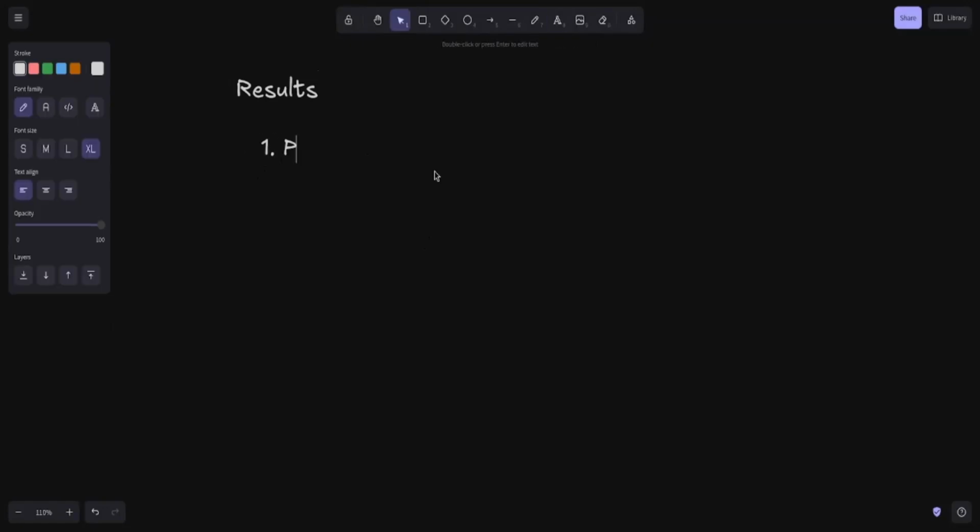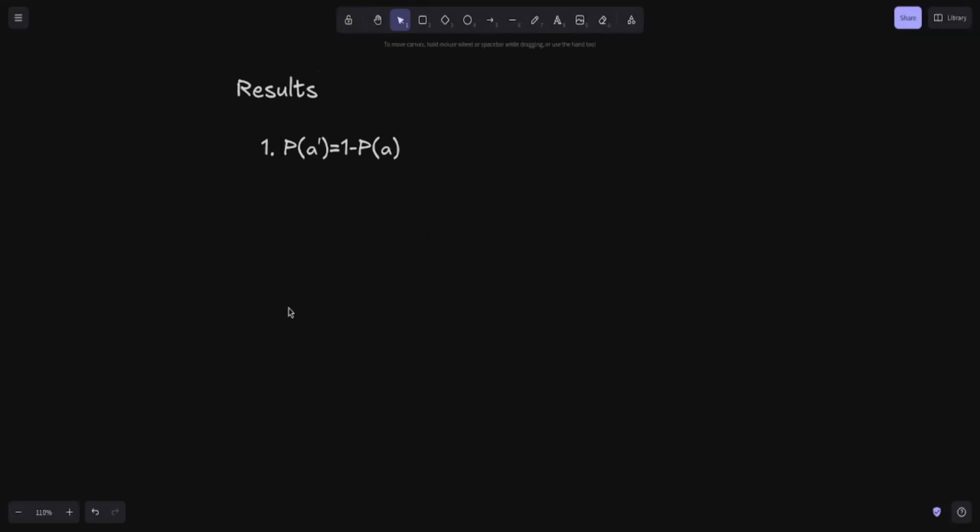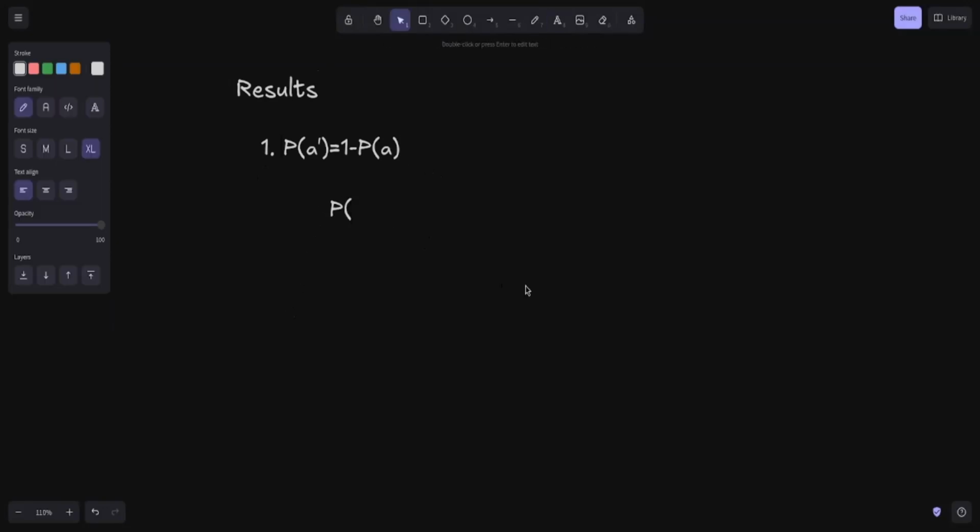So first one is that probability of A complement is equal to 1 minus probability of A, which is very obvious, right? Why is it obvious? We know P of S is equal to 1. So that means P of A union A complement is equal to 1. So P of A plus P of A complement equals 1.